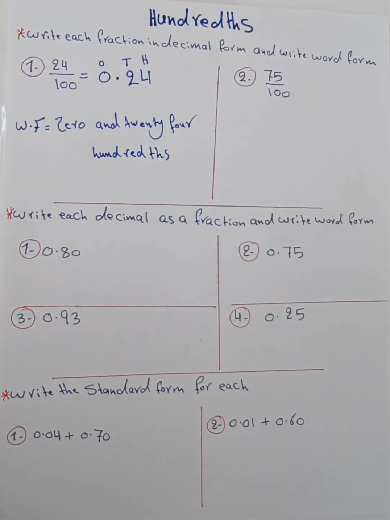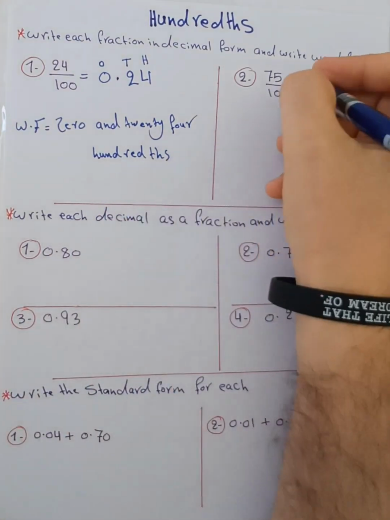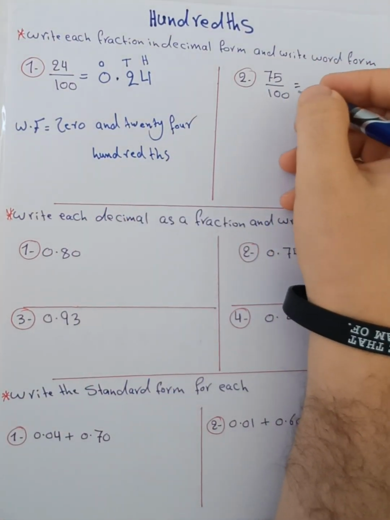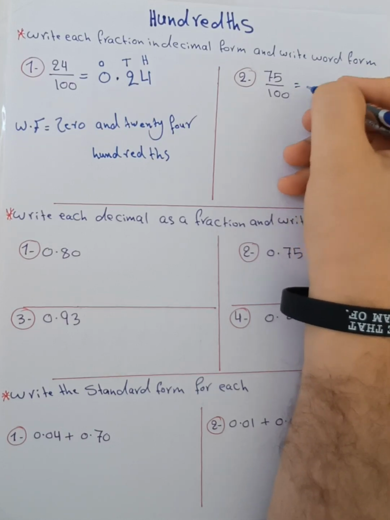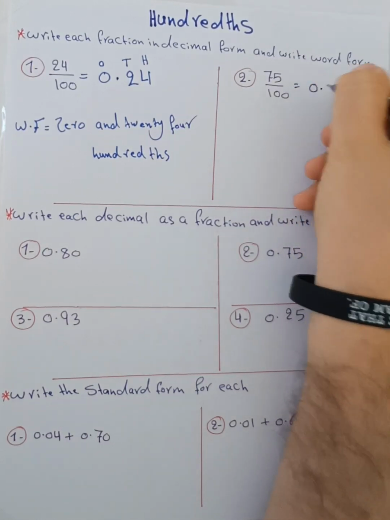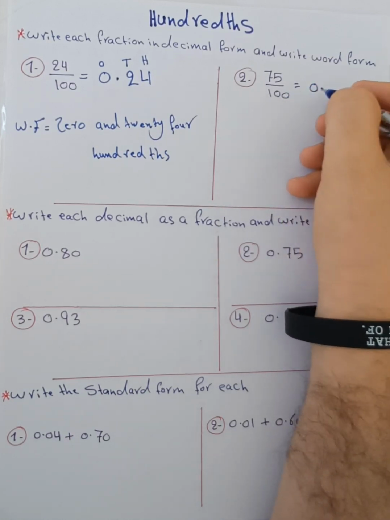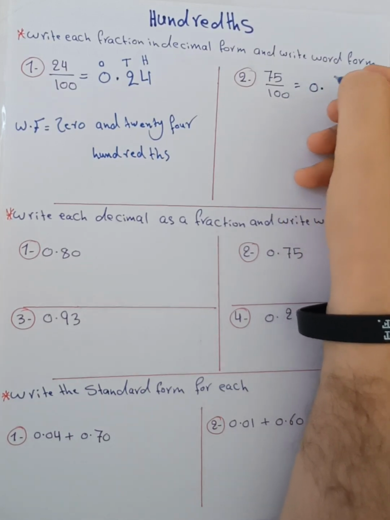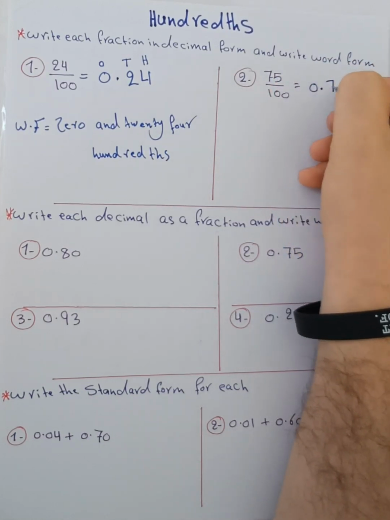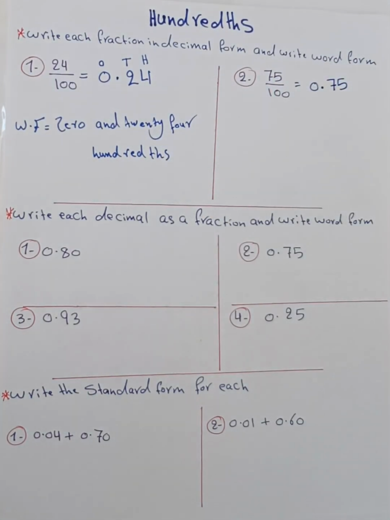Example number 2, we have 75 out of 100. When we want to write it in decimal form, we can write 0 point, and then we have 100, so after this point we should have two numbers. 75 is two numbers.